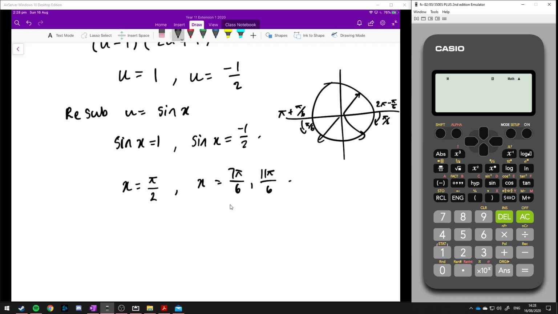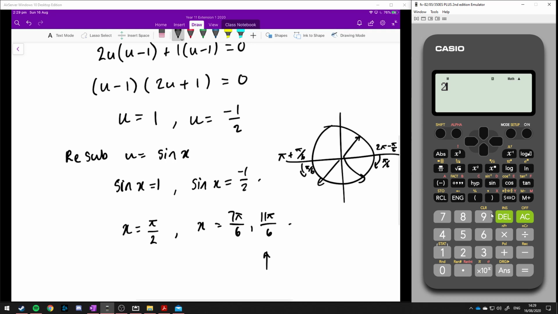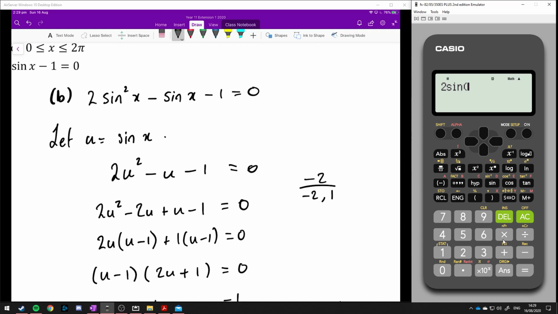Now, of course, we can verify that again by using our calculator and substituting it into the original quadratic. So we've got 2 sine, and let's try the 11 pi on 6 for this one. We'll just try one of them. So we're going to go sine of 11 pi on 6 squared minus sine of 11 pi on 6. And this should be equal to 0 when I subtract 1 from it. And there you go. So that's solving trigonometric equations, which is nice and fun.